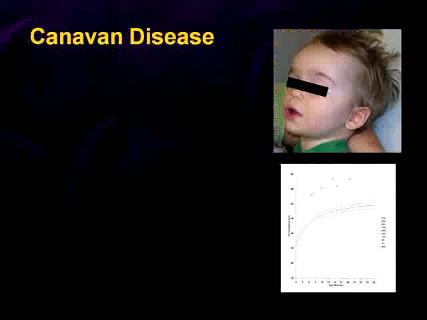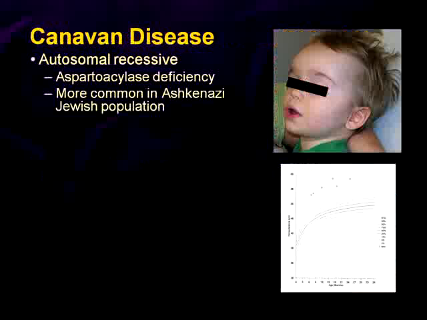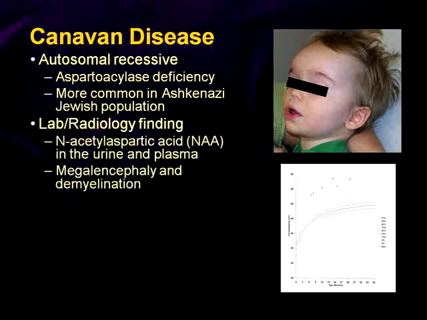Canavan's is autosomal recessive, aspartoacylase deficiency, and more common in the Ashkenazi population. When you look in the urine and plasma, you'll see an elevation of N-acetyl-aspartic acid, or NAA.